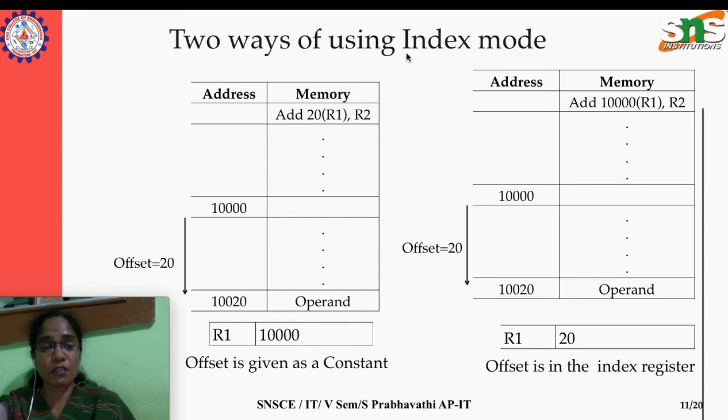So we could do it in two ways, anyway. 10,000 plus 20 is 10,020, or 20 plus 10,000 is 10,020. In either way both the answers are right. Yeah, so the offset could be given via a constant or by the index register.